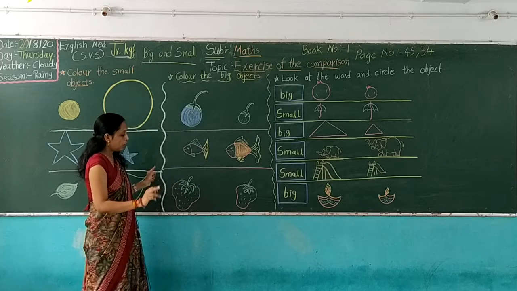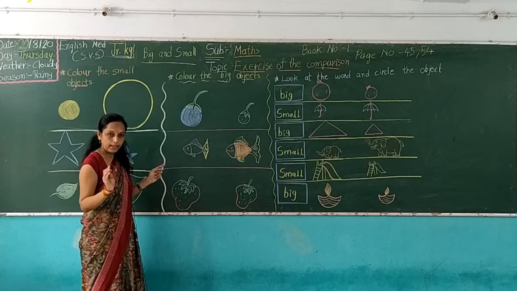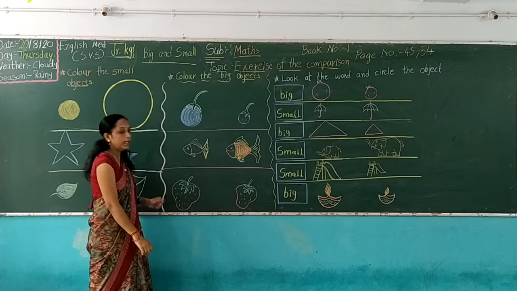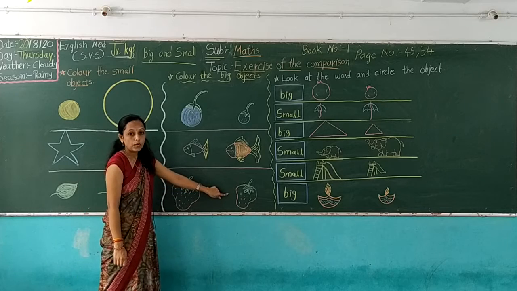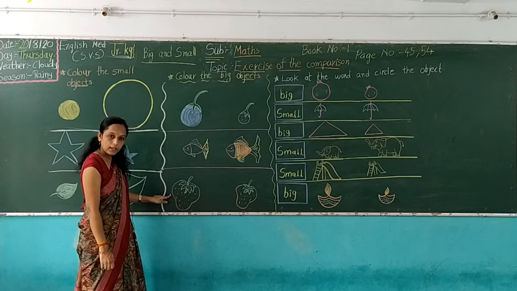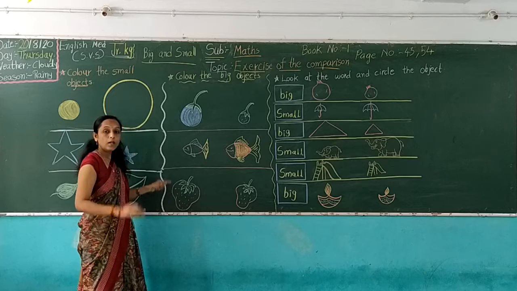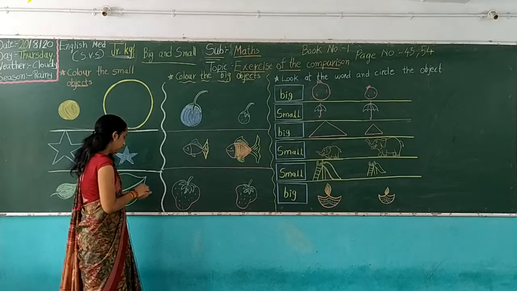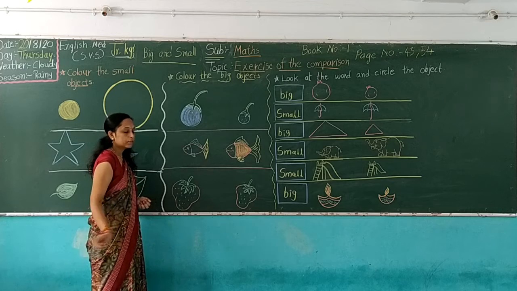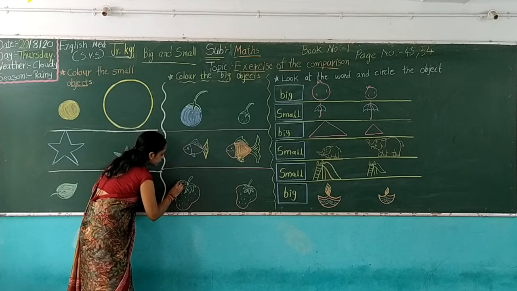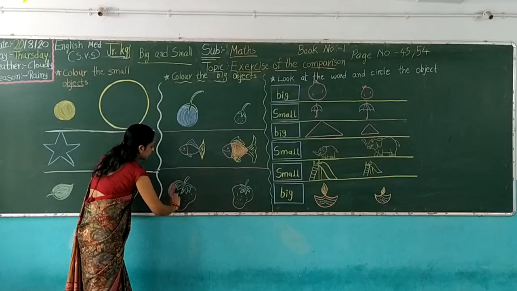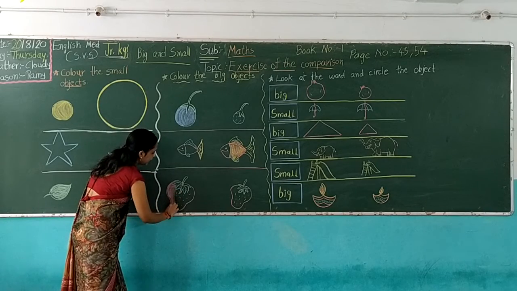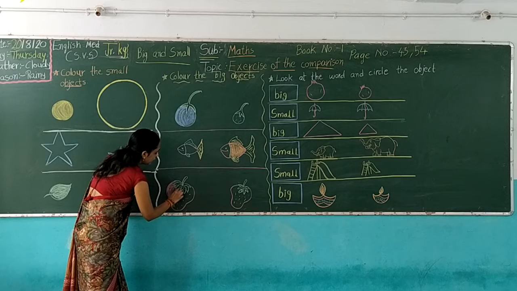These are two strawberries. One is big and the other one is small. So which strawberry is big? This? No. This? Yes. This strawberry is big. So color only the big object. Don't go out of the line. Color only the big strawberry.